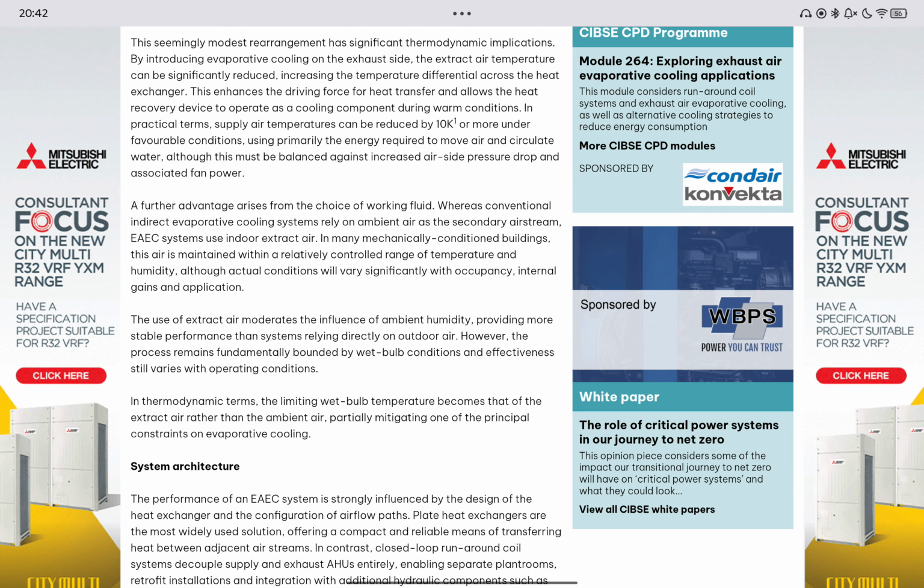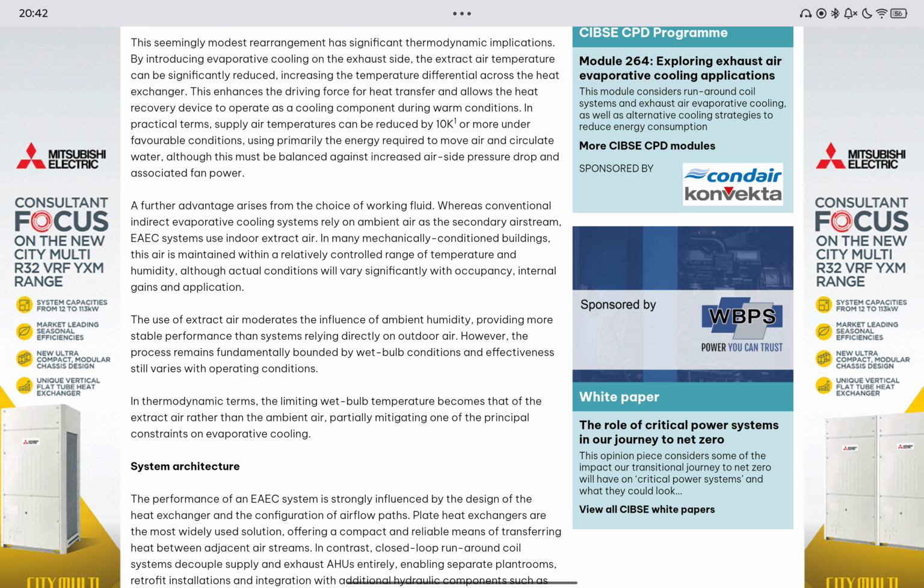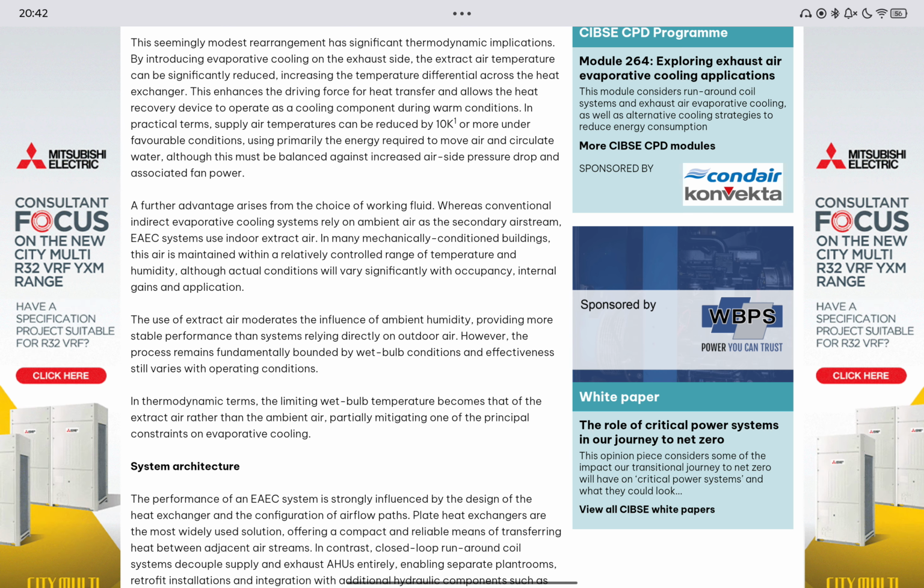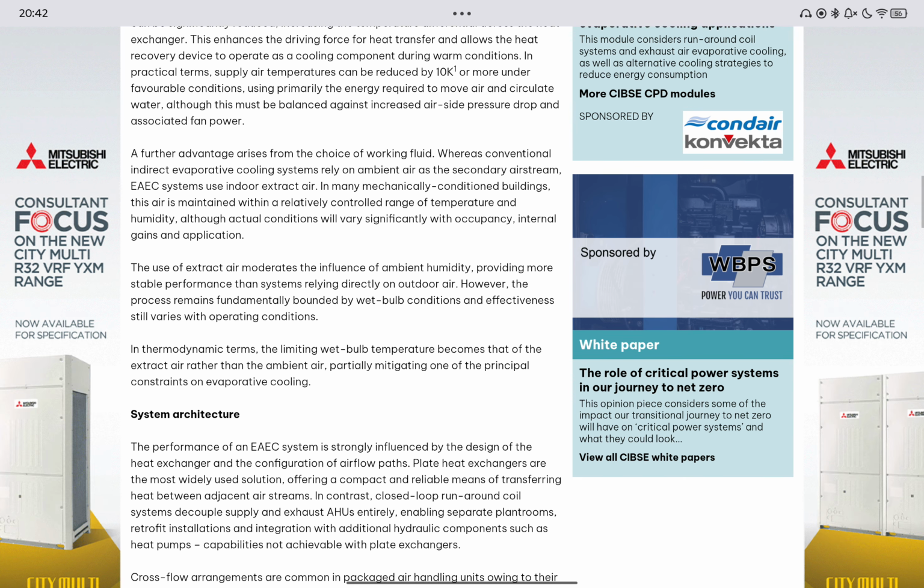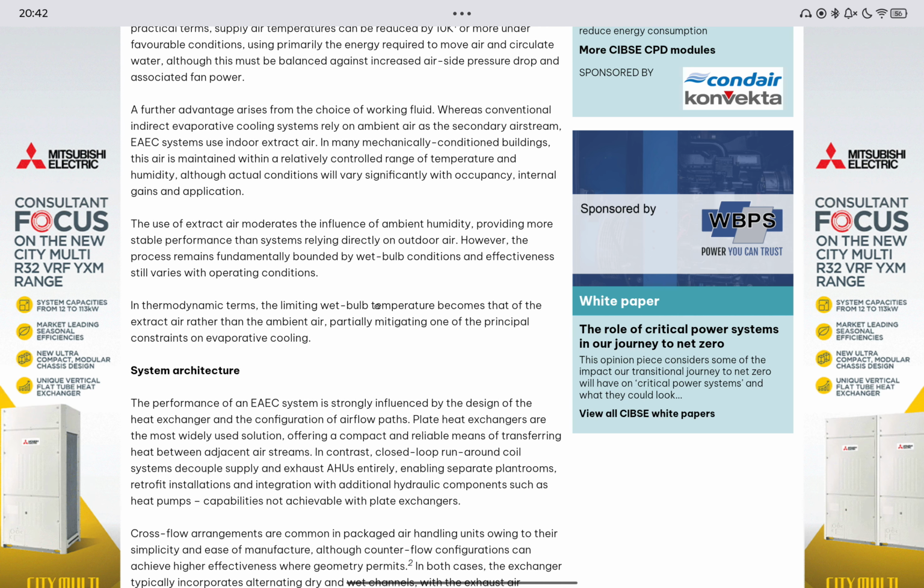Whereas conventional indirect evaporative cooling systems rely on ambient air as the secondary airstream, EAEC systems use indoor extract air. In many mechanically conditioned buildings, this air is maintained within a relatively controlled range of temperature and humidity, although actual conditions will vary significantly with occupancy, internal gains, and application.